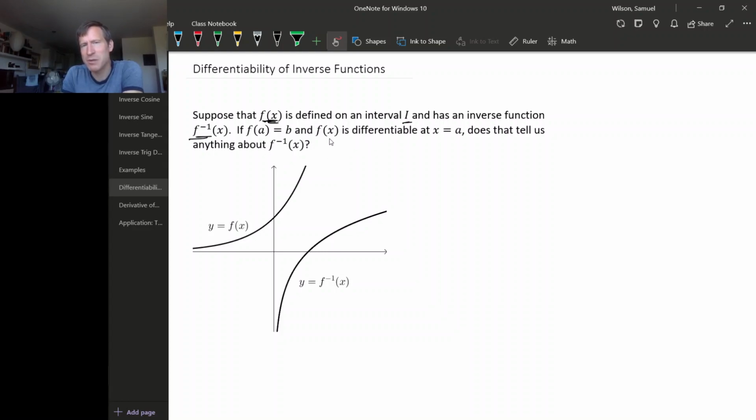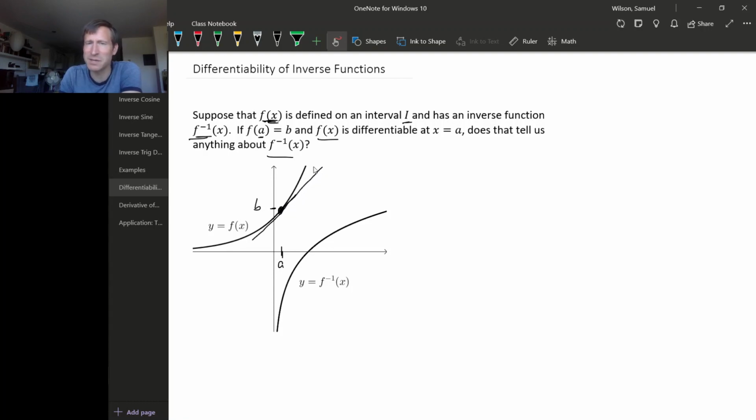If we know the original function is differentiable, is the inverse function differentiable? So suppose we know that f of a is b. So suppose we have a particular x value on the original function with a corresponding output b. If we know that the function is differentiable at this point, that means we know that it has a good tangent line, right, like this.